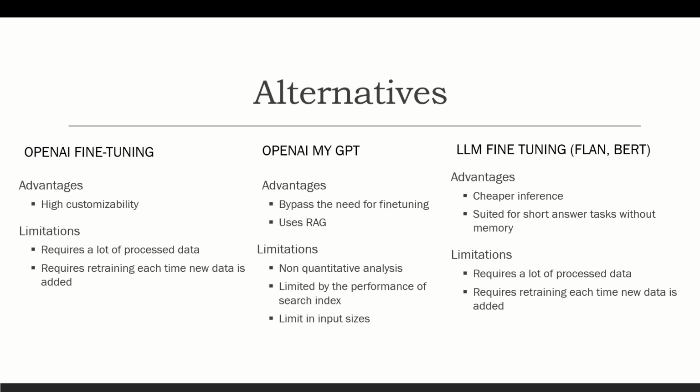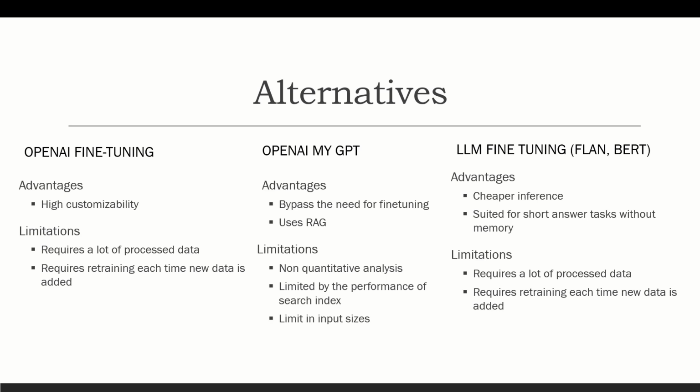Some possible alternatives would be to fine-tune GPT through OpenAI fine-tuning services, which has very high customizability but requires a lot of processed data and is also relatively expensive. There is also the possibility of leveraging the RAG models of OpenAI themselves by using the MyGPT option. However, this option doesn't allow you to update your data as efficiently as on Azure, and you are not able to fine-tune your search index to suit your needs.